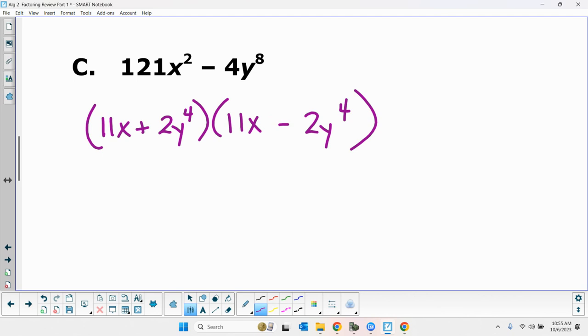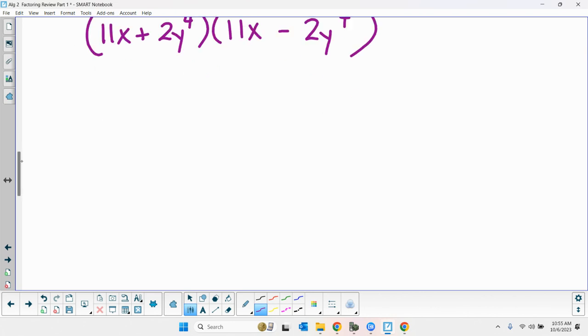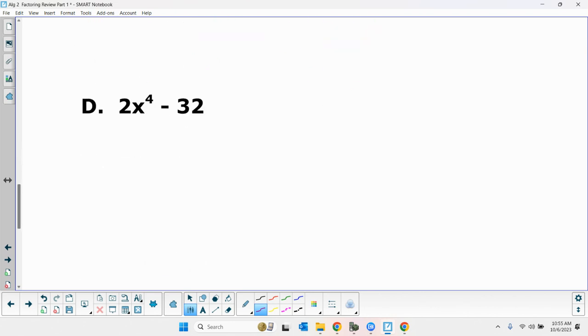We're getting the hang of these? What do we call these? Difference of squares. GCF. 2. What's 2x to the 4th divided by 2? What's 32 divided by 2? Are we done? No. What's this thing called? A difference of squares. Okay?